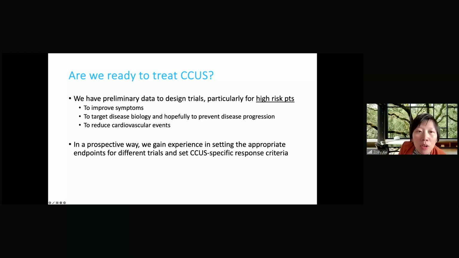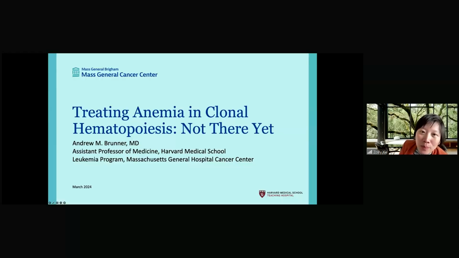I think our goal, if we could improve the symptoms, targeting the disease biology, and hopefully eventually prevent disease progression and reduce cardiovascular events, why not treat patients with clonal cytopenia? It would be my dream that we can design clinical trials in a prospective way, that we gain experience in setting the appropriate endpoints for different studies and also set CCUS-specific response criteria in different contexts. So this is my part, and we'll hand it to Dr. Brunner for the cons.